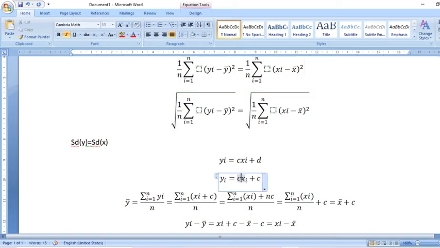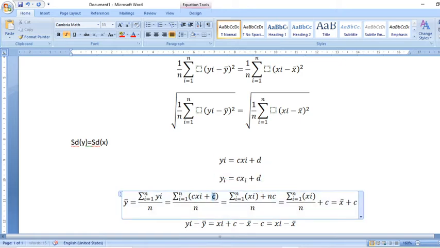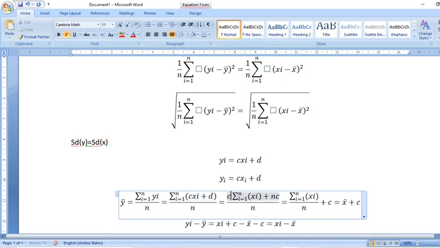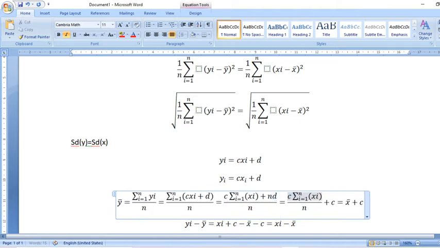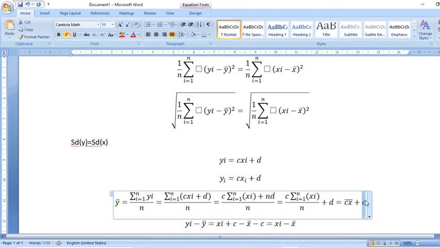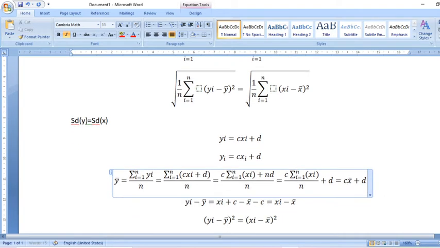So this is c xi plus d. So what will be the answer? Here c, here c plus d. Then we can take the c outside, and this will be nd. So this will be c outside plus d. That means y bar is c x bar plus d.